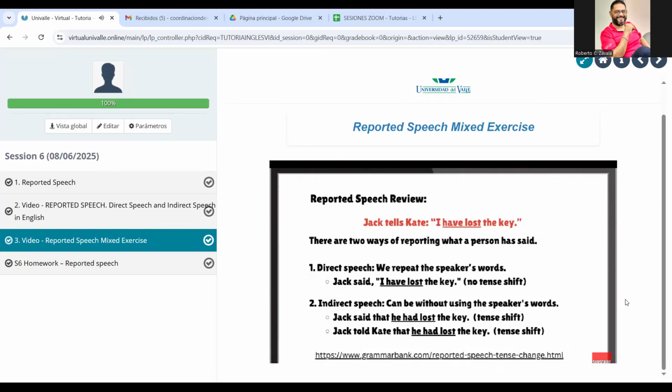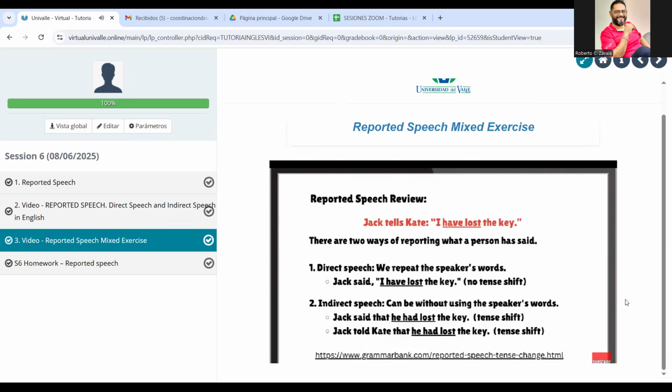2. With indirect speech, we don't necessarily use the speaker's exact words. Jack said that he had lost the key. Or we can say, Jack told Kate that he had lost the key. We typically use said when we just want to share what someone said without mentioning who they were talking to. We use told when we want to specify the person to whom they were talking. We could also use verbs like asked, advised, requested, demanded, and so on. To keep it simple for our exercise, we will only use told, said, and asked.